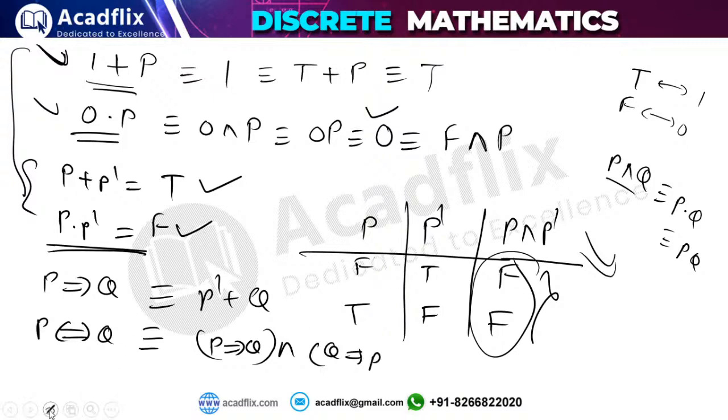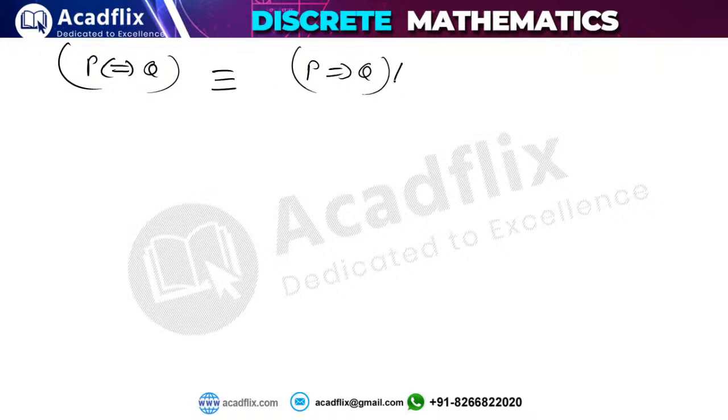Let me take another look. You can write p double implies q like this. How can you write it? You can write it as p implies q and q implies p.